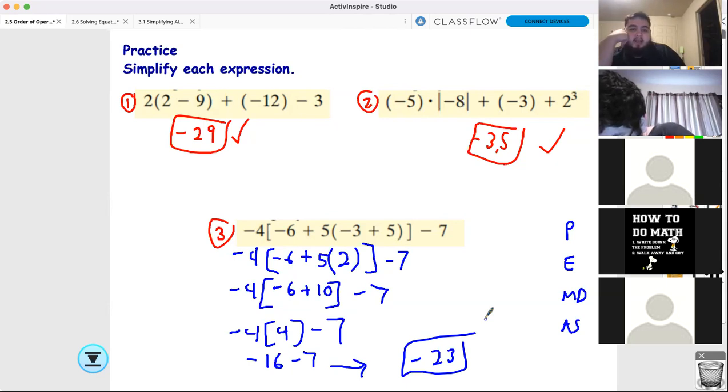Great question. Any other questions of these practice problems before we move on, guys? All right, let's go ahead and move on. Anyone need an extra few seconds to copy this down, or is everyone good?